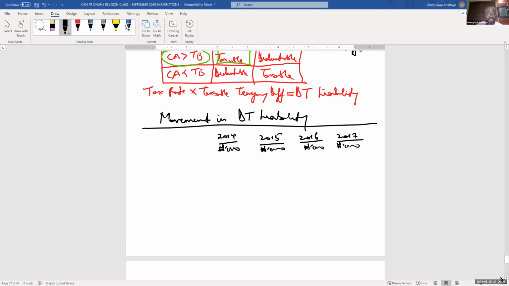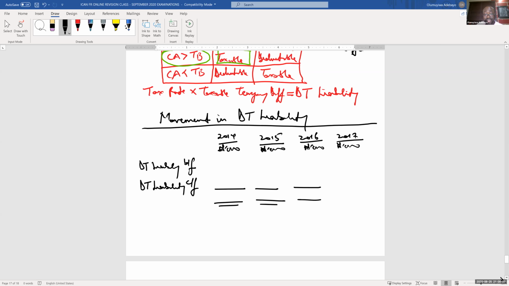Okay, what do we do? Deferred tax liability brought forward. I'll compare it with my deferred tax liability carried forward. Remember, brought forward means deferred tax liability as at the beginning of the year. Carried forward means deferred tax liability as at the end of the year. Now, invariably, what is my deferred tax liability as at the beginning of 2014?